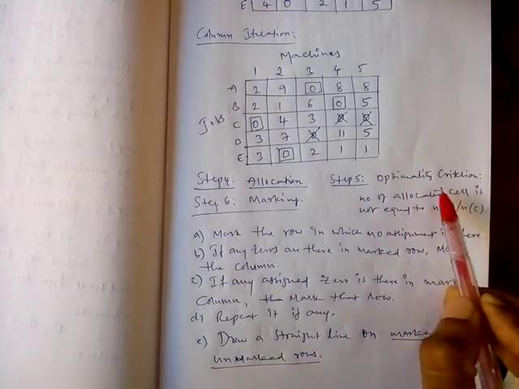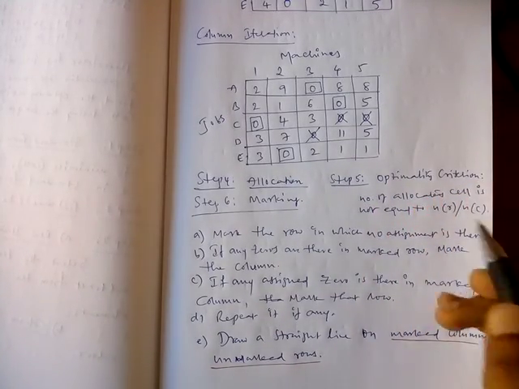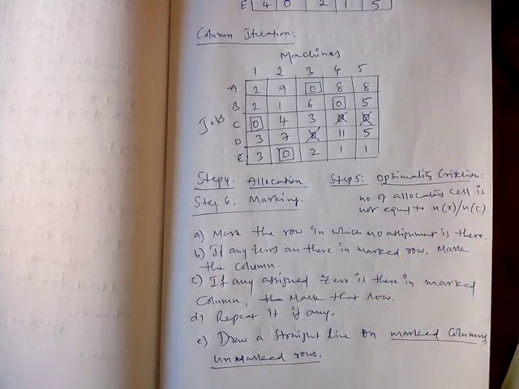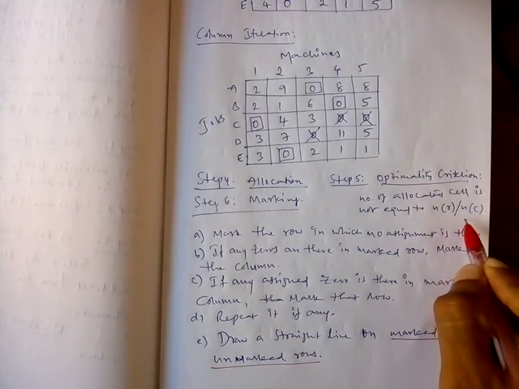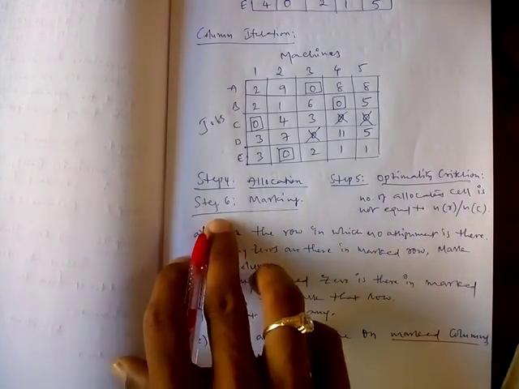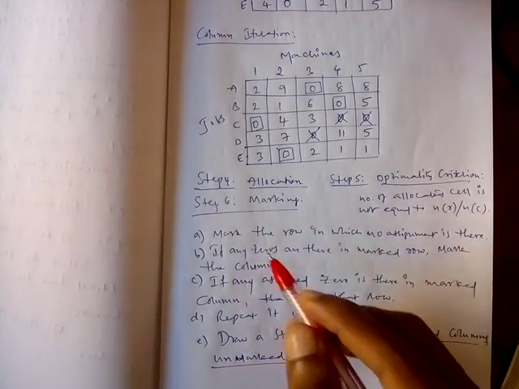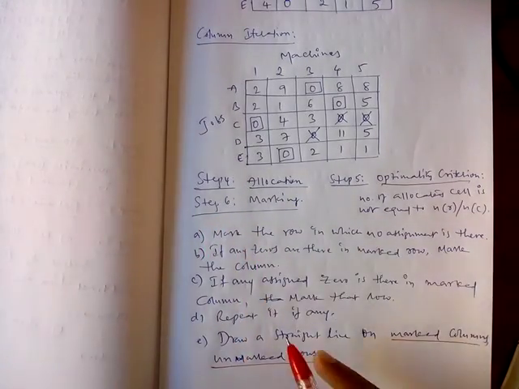Step number 5 is optimality criterion. Number of allocated cells is not equal to number of rows or number of columns, so we are moving to step number 6, that is marking. Here we have 5 steps.